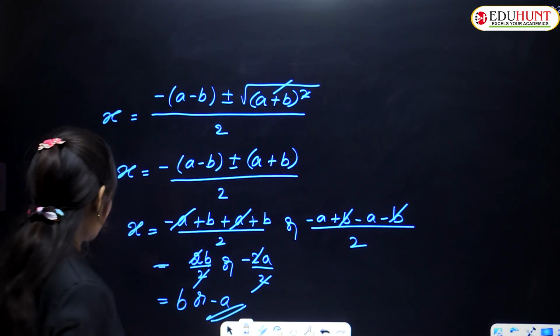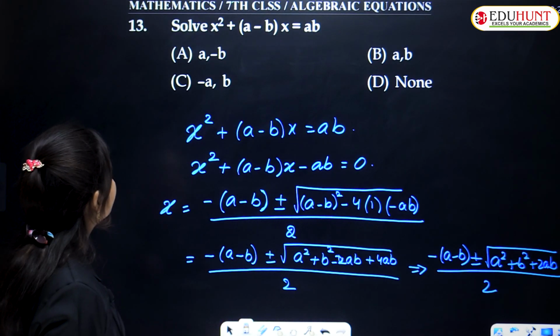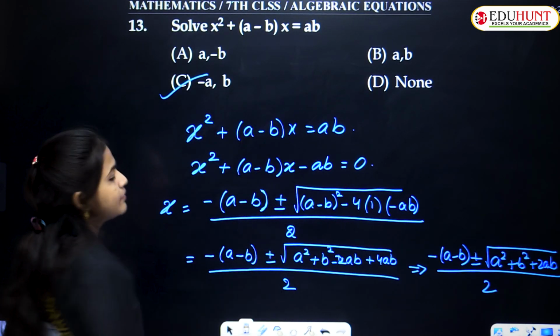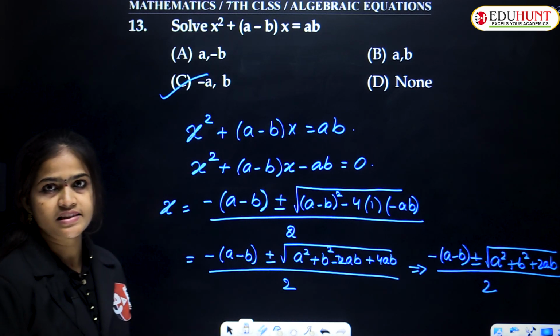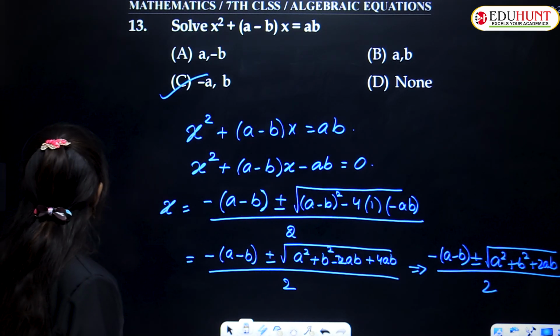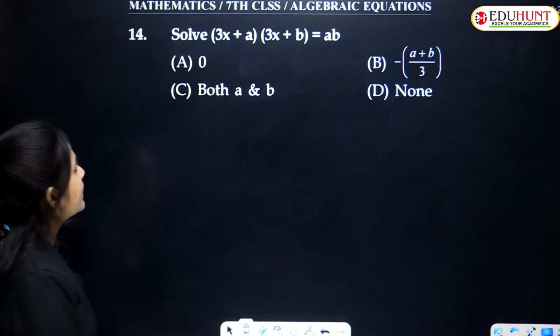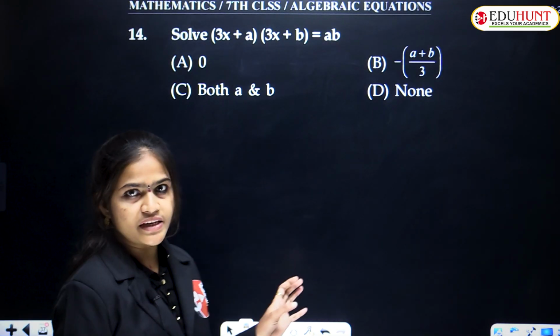So what are the roots here? Minus a or b. Minus a, b. So which option is correct here? Yes, option C is correct. So let us see the next question, the 14th one. Yes, the 14th one. This is also just like the previous one.